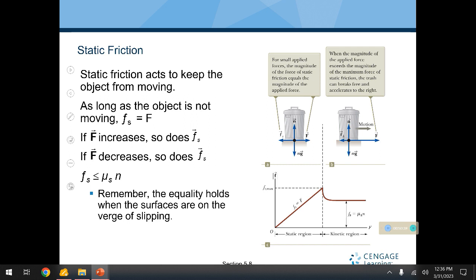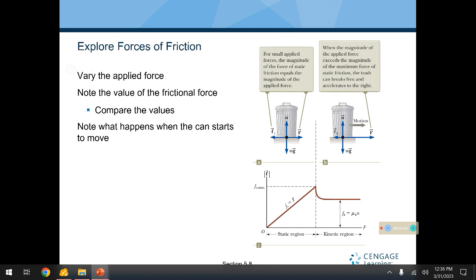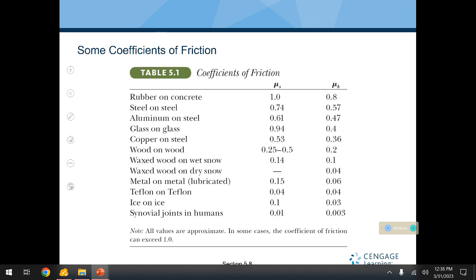Static friction. Boom, here is your picture like I drew last year. Okay, it's going to be 1 to 1, 1 to 1, 1 to 1 until you get to the maximum, and then of course it drops down into kinetic. Kinetic friction is going to be constant. I mean, you've seen this already before. I think you guys have already been using it, so I don't think it's a big deal.